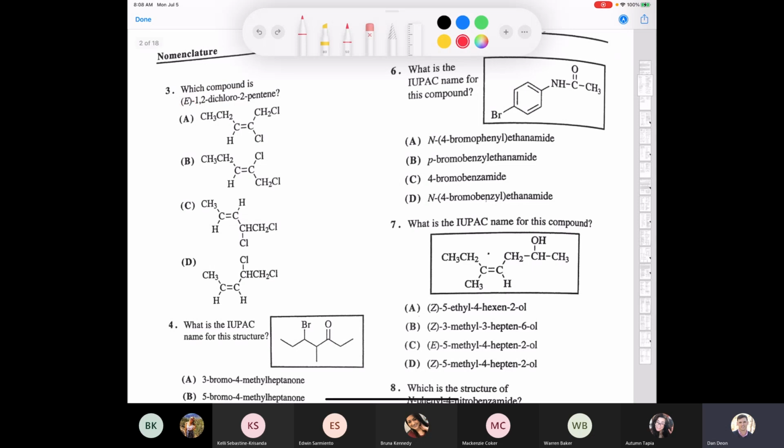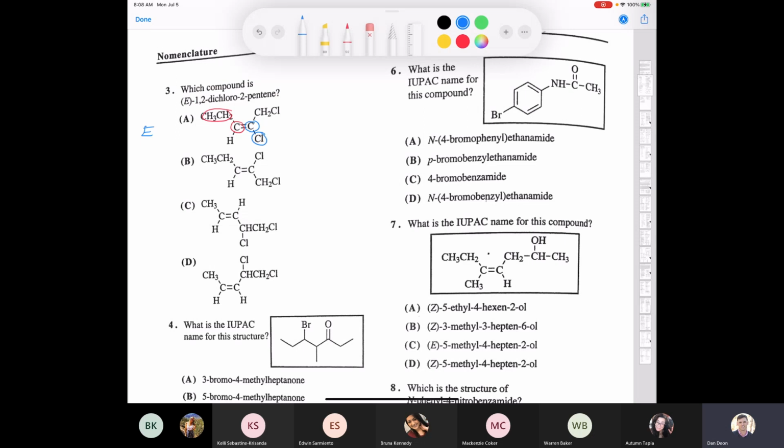So if we look at this carbon right here, you can see that it has a hydrogen attached to it and an ethyl group. Well, the ethyl group is going to be a higher priority than the hydrogen. Now, if we look at the other carbon over here, you see that we have a carbon attached directly here, and we have a chlorine attached here. Well, a chlorine has a higher atomic number than a carbon, and therefore this compound is an E compound. So this is a possibility.